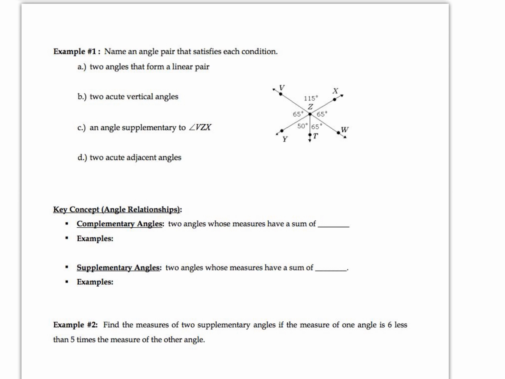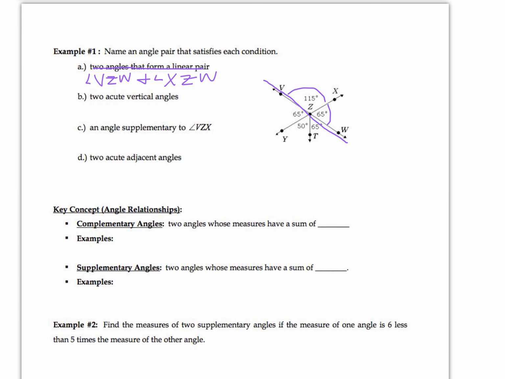So let's look at our examples. So we're naming an angle pair that satisfies each condition. So two angles that form a linear pair. So what two angles form on a line? So you can see here's a line right here, VW, and here's an angle on that line, and here's an angle. And I know that they are both on that VW line, and they both add to 180. So those would be considered a linear pair. So I'm going to write that. Angle VZW and angle XZW.